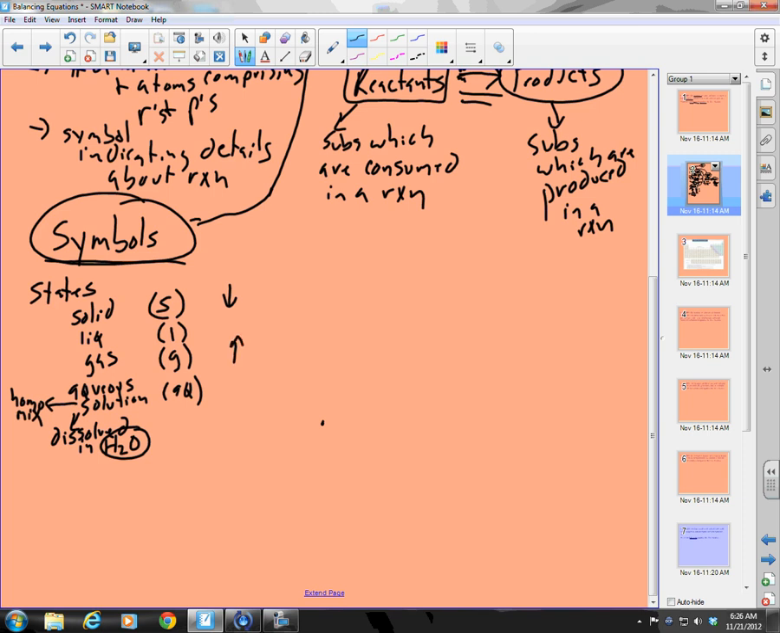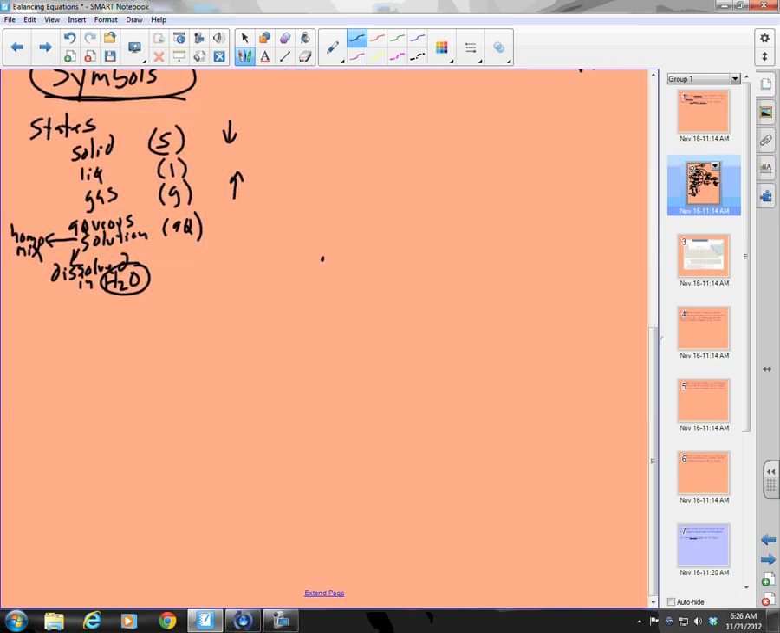An up arrow for gas. Good. How about some more symbols? We have several symbols related to my yield arrow. I could have just a normal arrow, and that just means, hey, yield. I can have an arrow that looks something like this, or sometimes people write it like this.